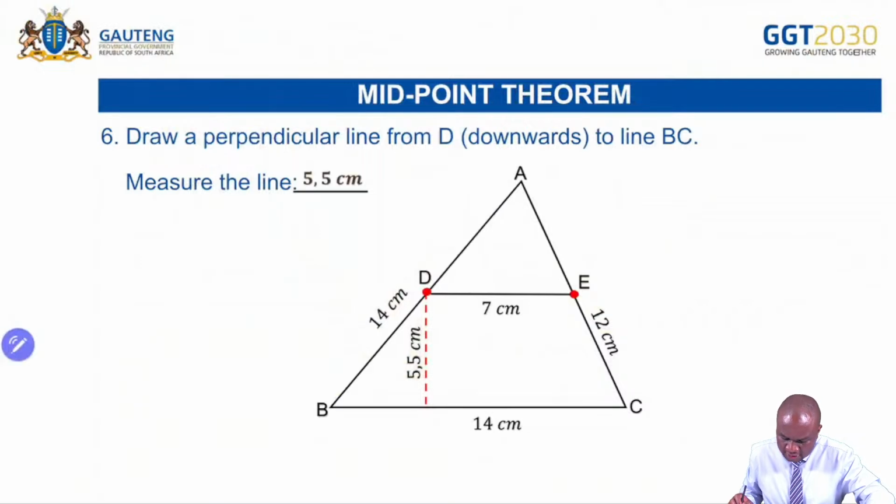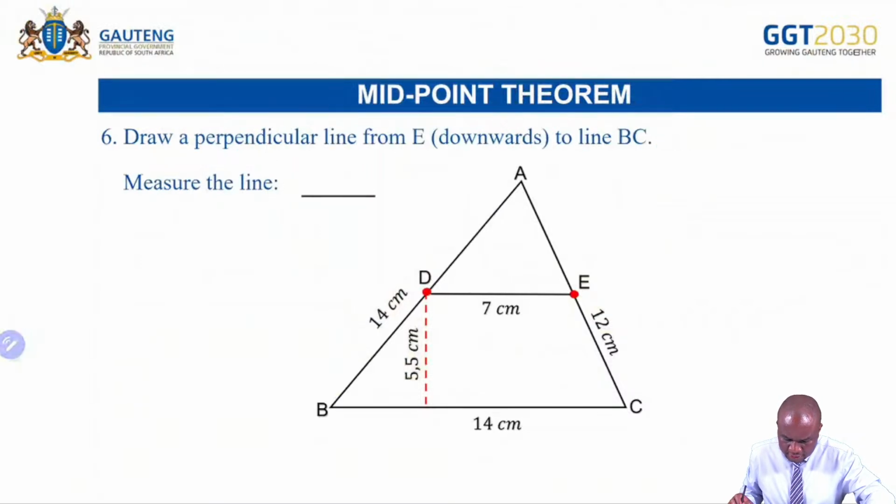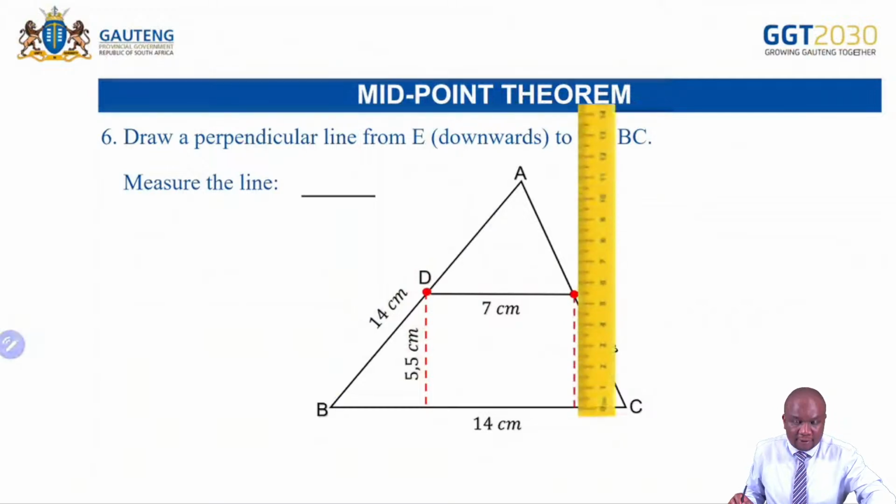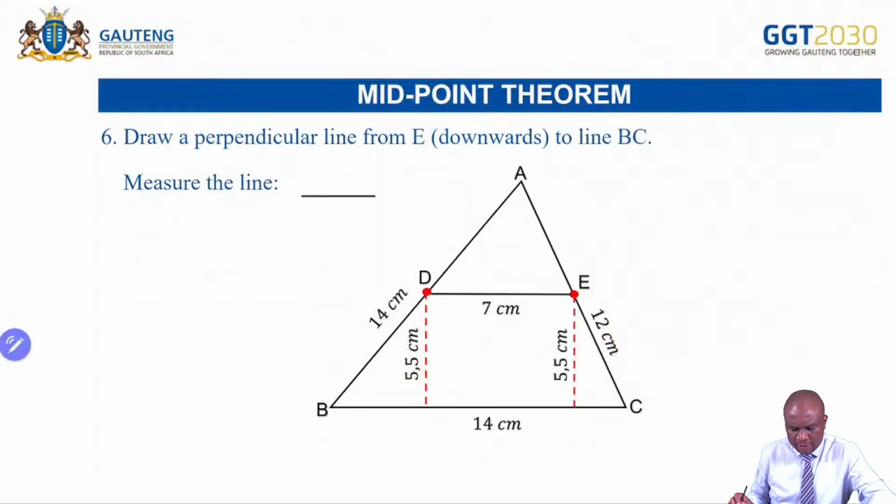We come this side. We also measure from here. We measure this one. Again, 5,5. So what does this give us? Or what do we observe from this? DE and BC are equidistant from each other.